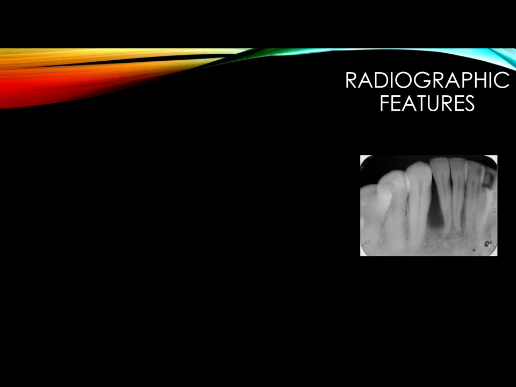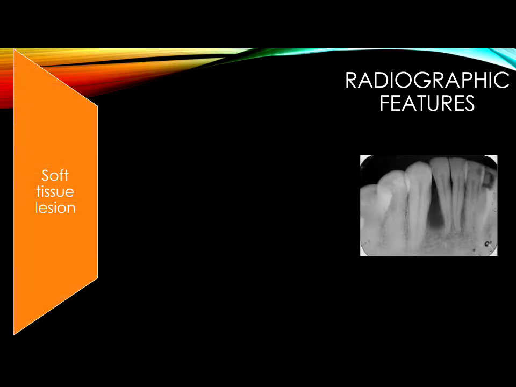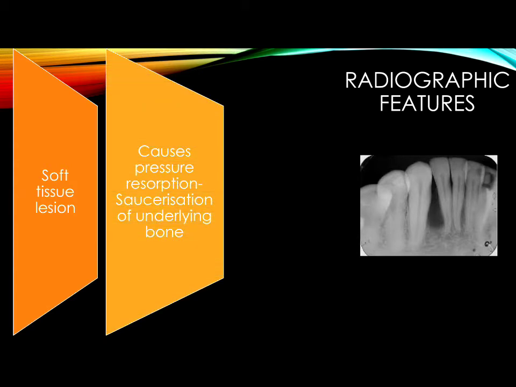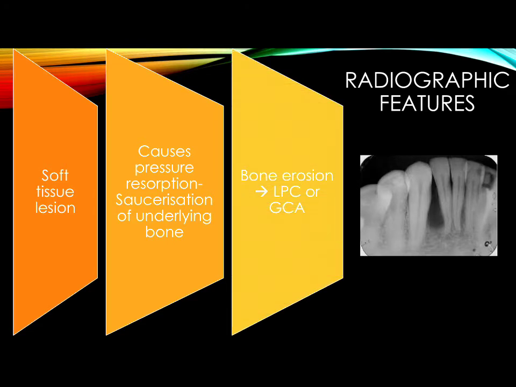So radiographically, mostly this lesion will not give any radiographic appearance because it is purely a soft tissue entity. But however, when this cyst reaches a very large size, it will cause pressure resorption of the underlying bone, giving rise to a saucerization or a cupping defect.